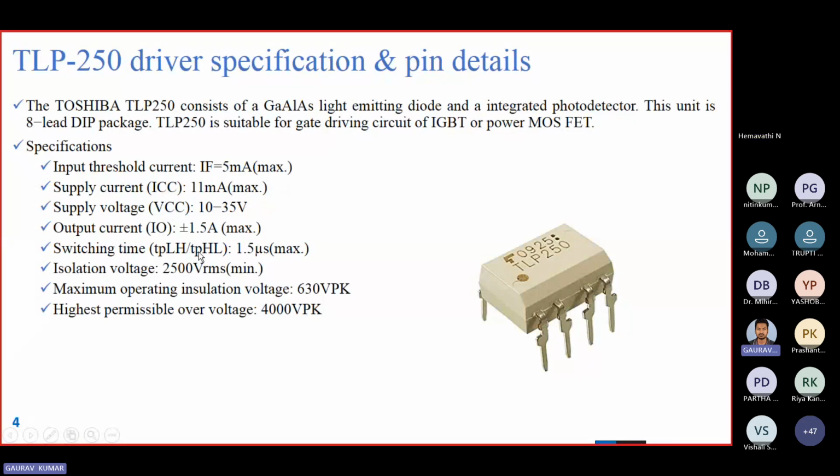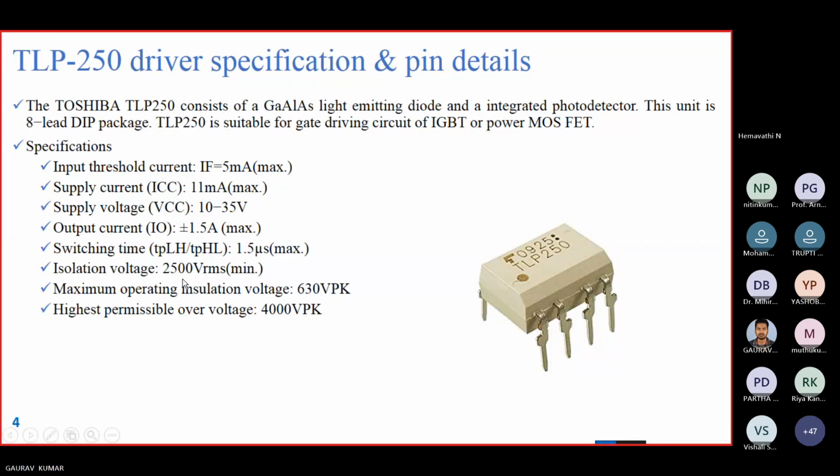Similarly, from high to low, when we want to turn it off, at that time also we get 1.5 microsecond of delay. This delay occurs because the LED turns on, and after 1.5 microsecond the photo detector, the photosensor, senses that LED infrared light. That's why some propagation delay comes.